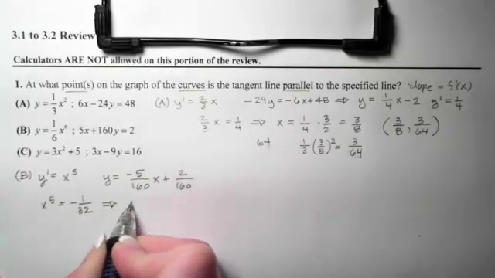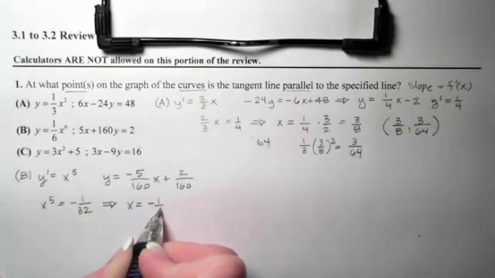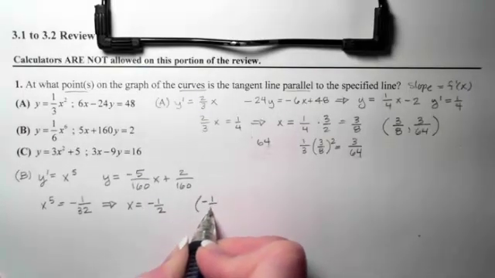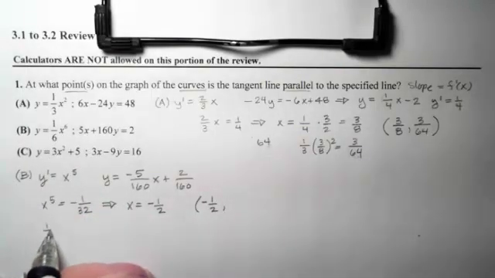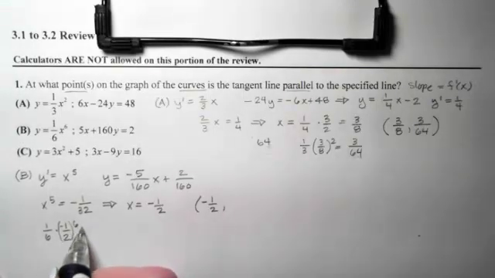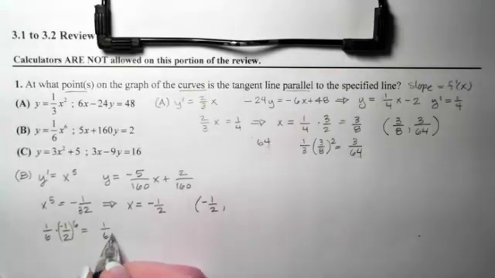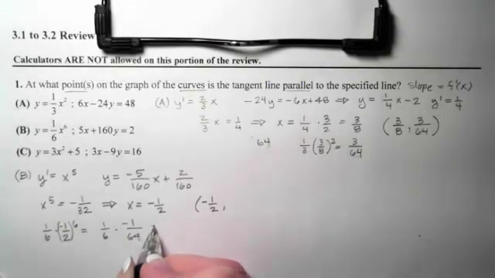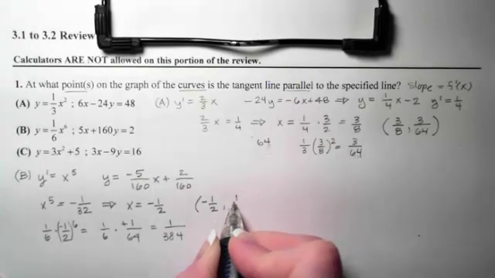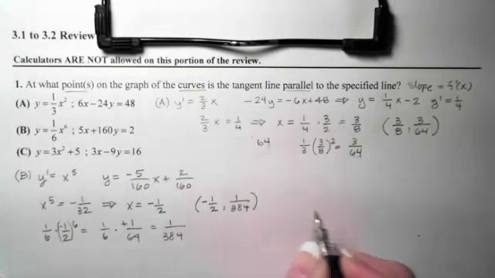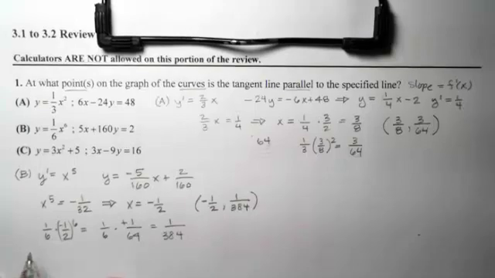So the 5th root of that is negative 1/2. I've got the x coordinate is negative 1/2. I plug that into the y. That will give me 1/6 times negative 1/2 to the 6th power. So that's 1/6 times 1 over 64, positive. So 1 over 24, carry your 2, 384. So 1 over 384.